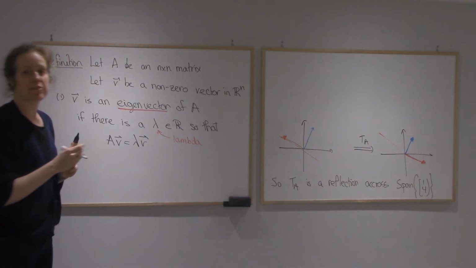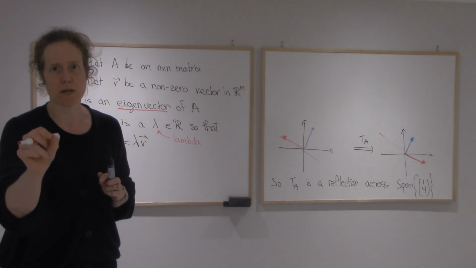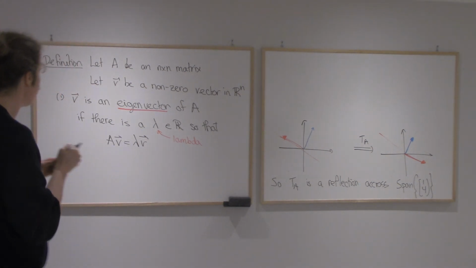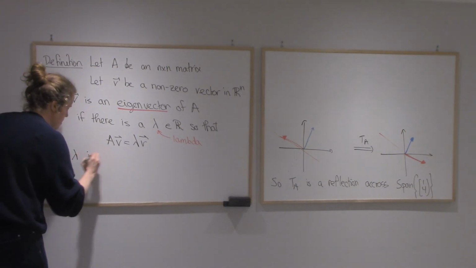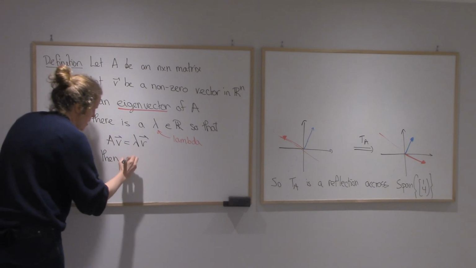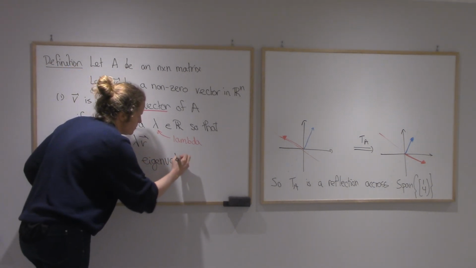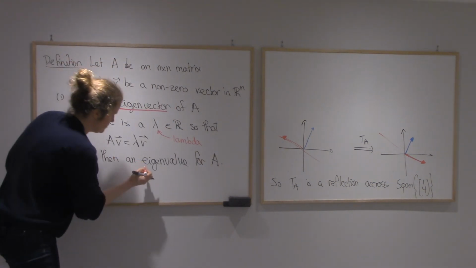As soon as we have that, we'll call it an eigenvector, and then lambda is going to be special as well. That real number is going to hold information. We'll call that an eigenvalue. So lambda is then an eigenvalue for the matrix A.